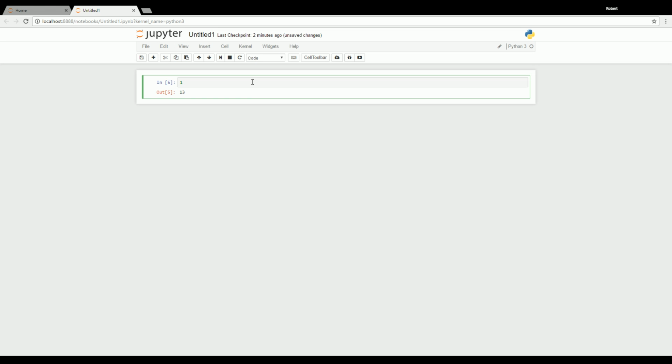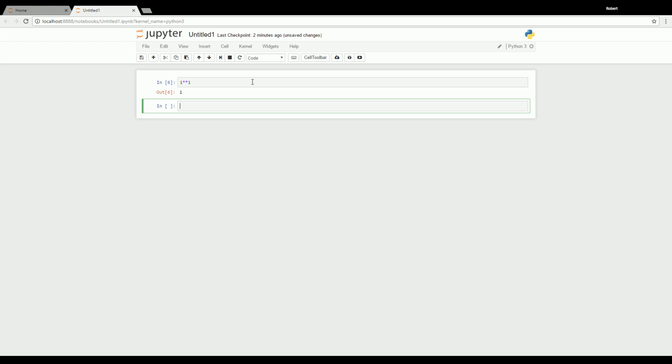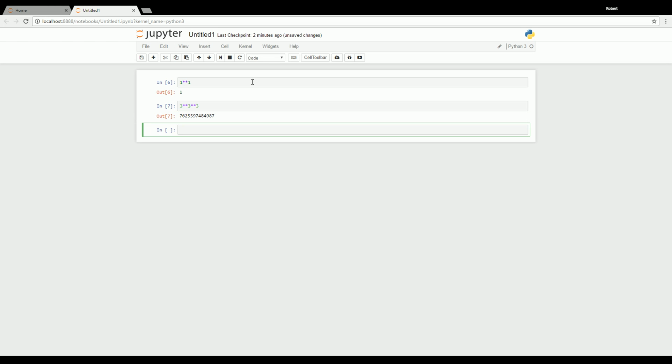I could do 1 to the 1. Python takes exponents as a double asterisk. I could raise, say, 3 to the 3 to the 3 and run that, and it gives me whatever 3 to the 3 to the 3 is. Another thing I can do is print whatever math I want to do, and it'll give me the same result. It's just a print statement this time instead.